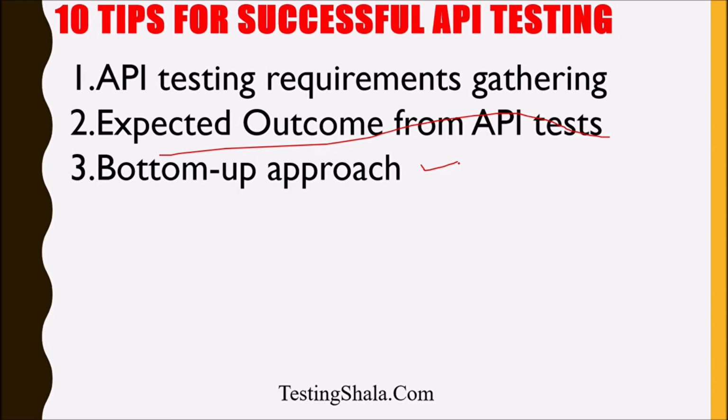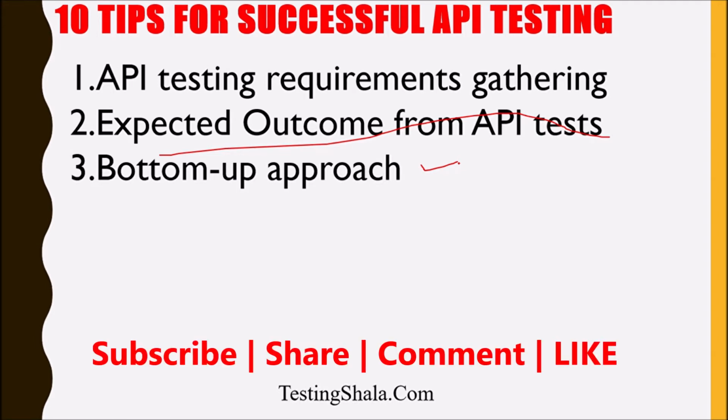Start with the small API test, maybe 2 or 3 lines of code. Then you will start increasing your tests towards complex nature. Hence I am calling it a bottom-up approach, where you start working from the small components and you start building towards bigger APIs. So that is the third tip you should follow to make API testing very successful.